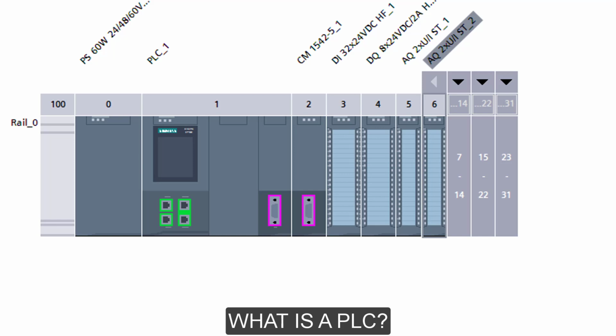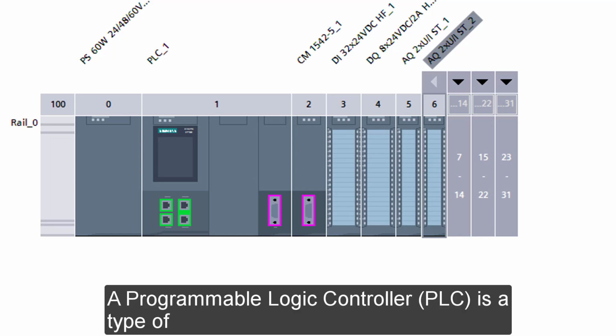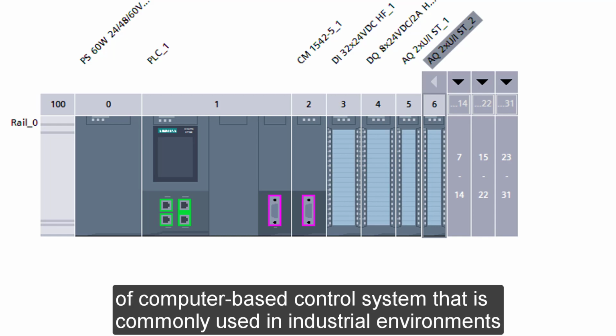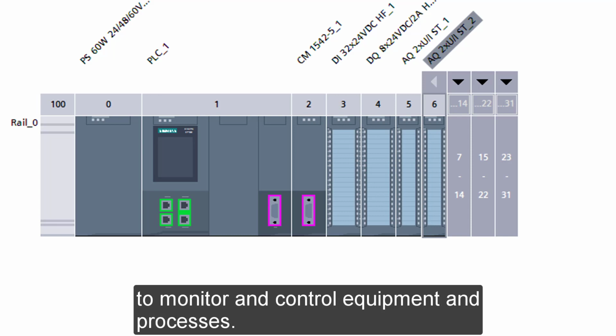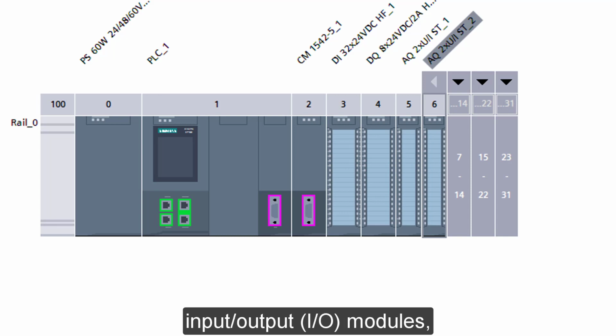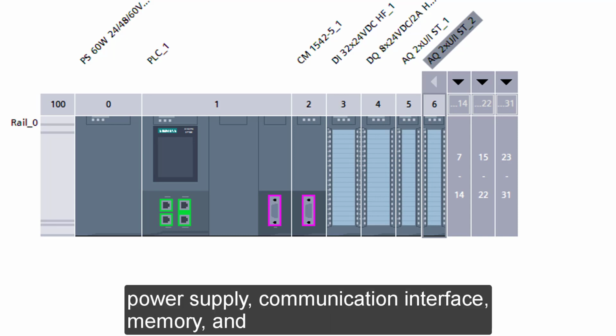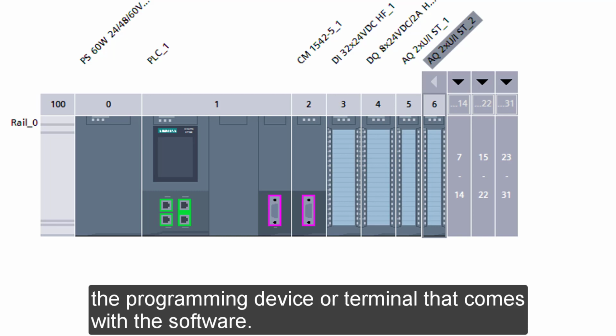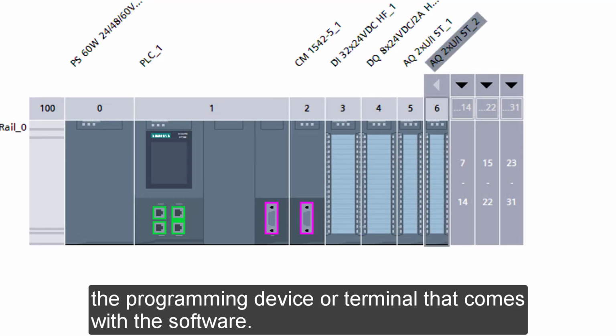What is a PLC? A programmable logic controller, PLC, is a type of computer-based control system that is commonly used in industrial environments to monitor and control equipment and processes. The main components of a PLC include a central processing unit, CPU, input/output, I/O, modules, power supply, communication interface, memory, and the programming device or terminal that comes with the software.